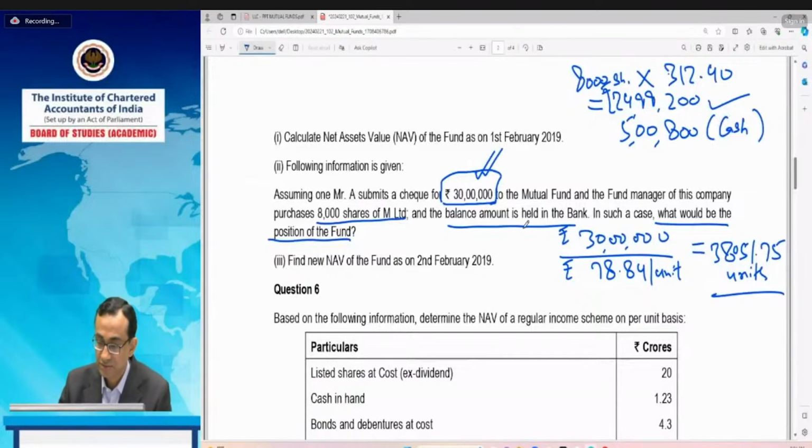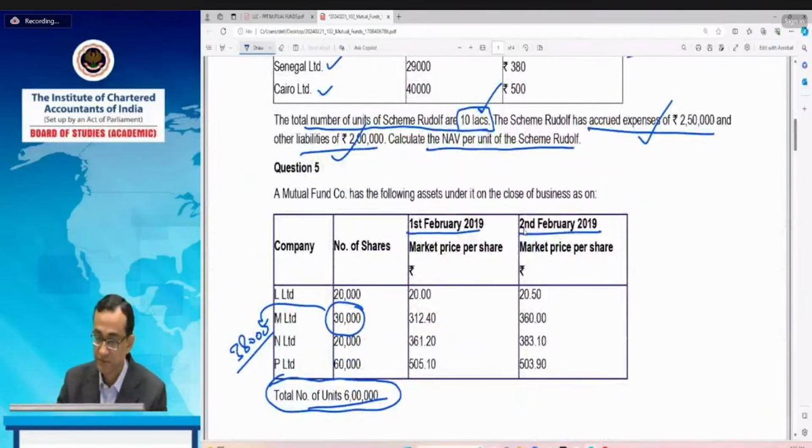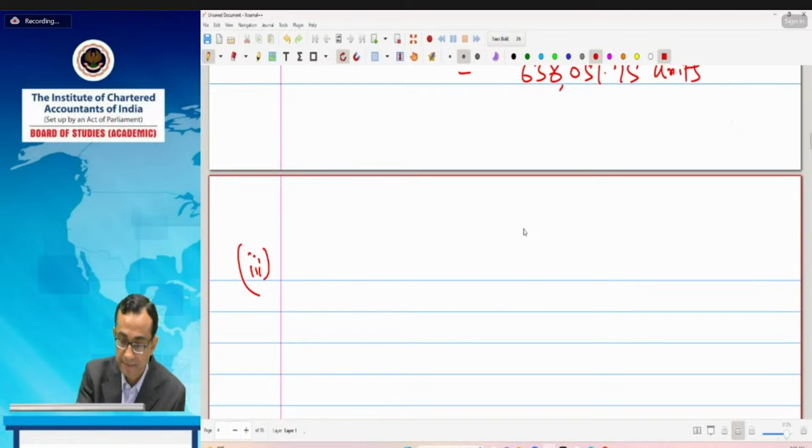So what is the third portion asking? It is asking the new NAV of the fund as on 2nd of February 2019. We have calculated the NAV on 1st of February. Now we have to calculate the NAV on the 2nd of February. Now let us calculate it. Same process.